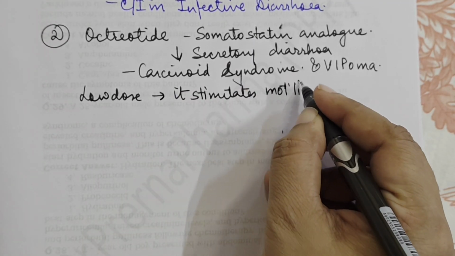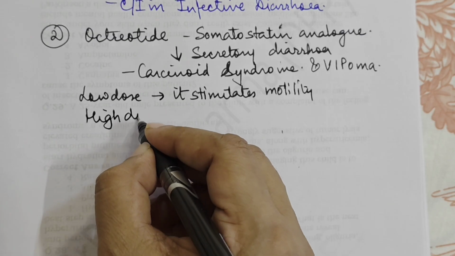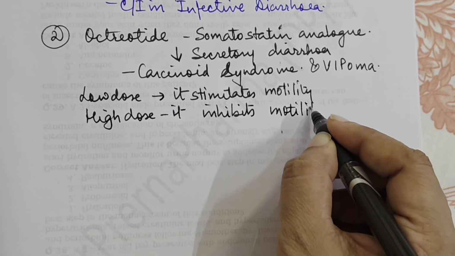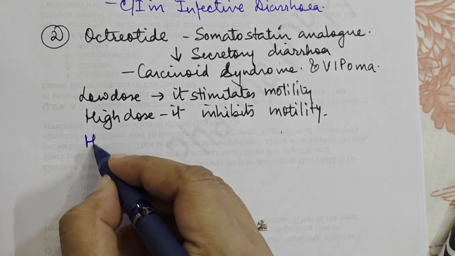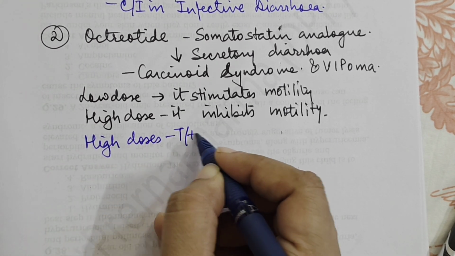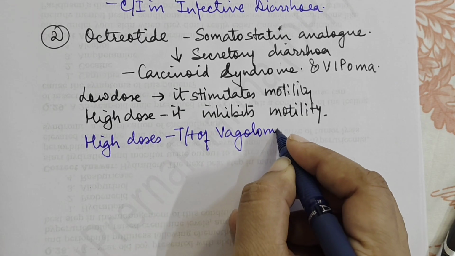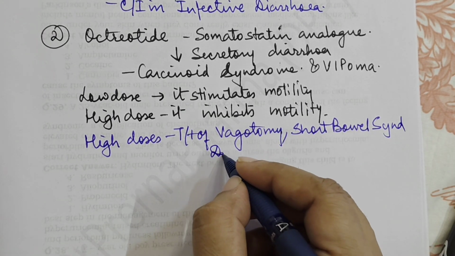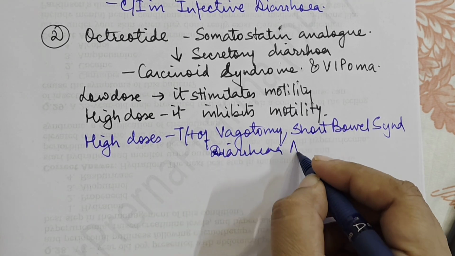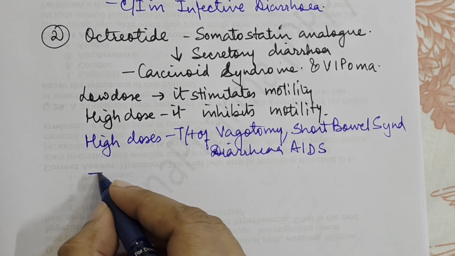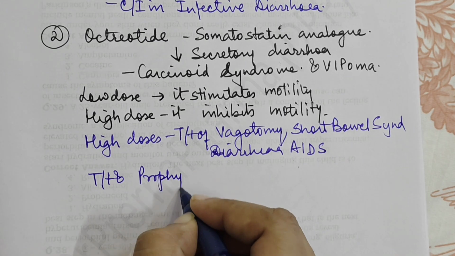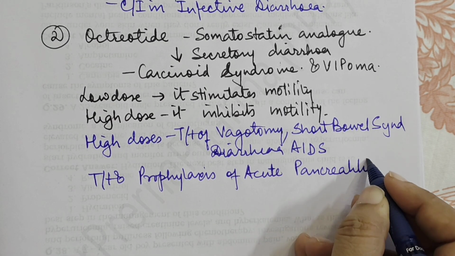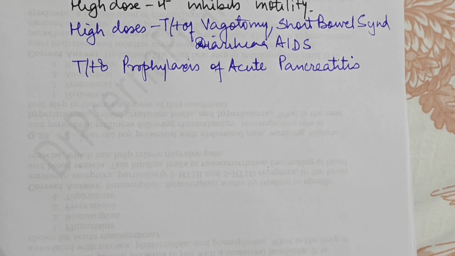Okay, and in high doses it inhibits the motility. So you should remember this about octreotide. Then it is used in high doses. It is used in treatment of vagotomy, then short bowel syndrome, and also in diarrhea associated with AIDS. Okay, then octreotide is also used in treatment and prophylaxis of acute pancreatitis. Okay, now what are the other drugs which are used in diarrhea?